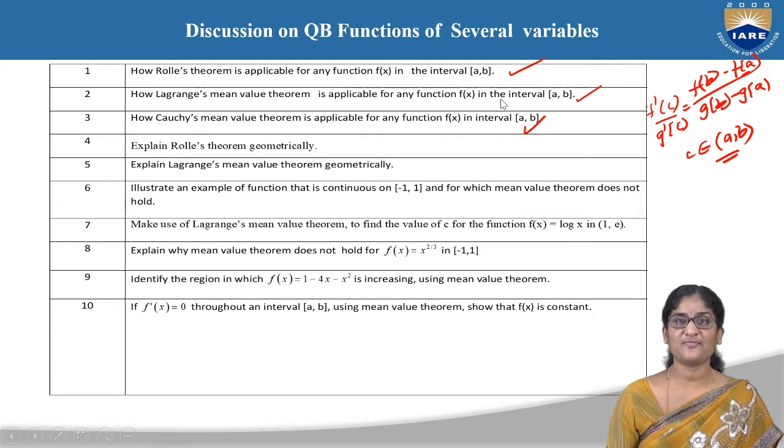It says that f of x is continuous for all x belongs to the closed interval a comma b, and secondly, f of x is differentiable in the open interval a comma b, and f of b is equal to f of a, then there exists a value c belongs to open interval a comma b such that f dash of c is equal to 0. So that is the statement of Rolle's mean value theorem.